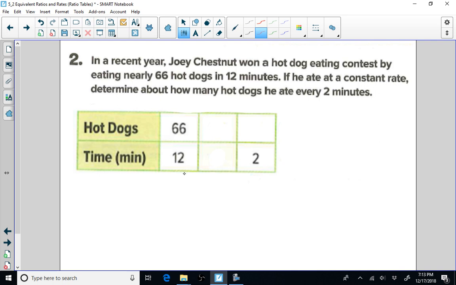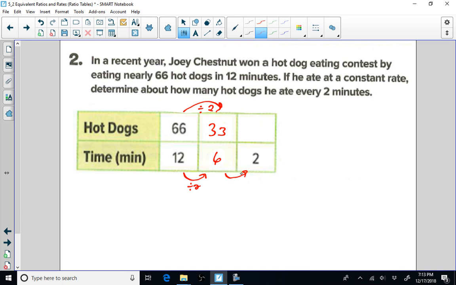Well, we start by simplifying, right, using an equivalent value. 66 and 12 are both even numbers, so I'm going to divide by 2. If I divide each of these numbers by 2, that's going to give me 33 and 6. 12 divided by 2 is 6. 66 divided by 2 is 33.